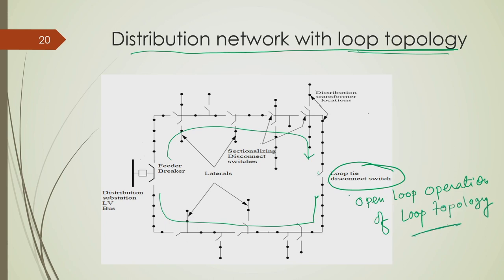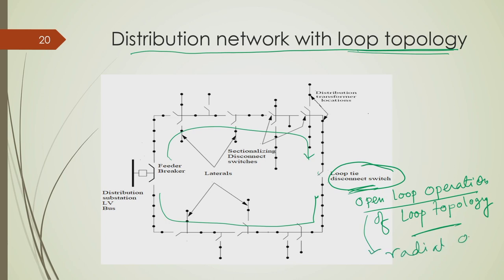Okay. So, the basic function of this loop tie disconnect switch is for open loop operation of loop topology. They are normally open switches, and if you close it, then this can be operated in the loop condition. Now, why are they normally open switches? Because to have a radial operation. So, open loop operation is nothing but a radial operation.